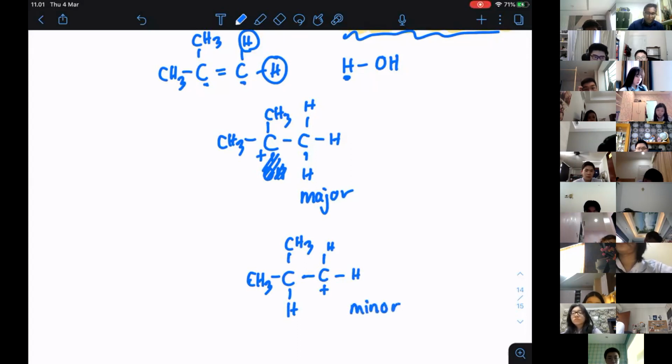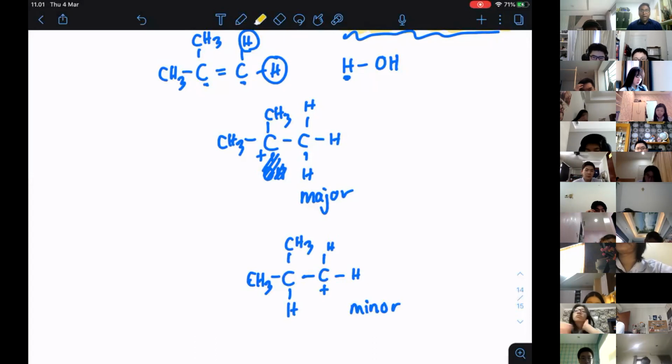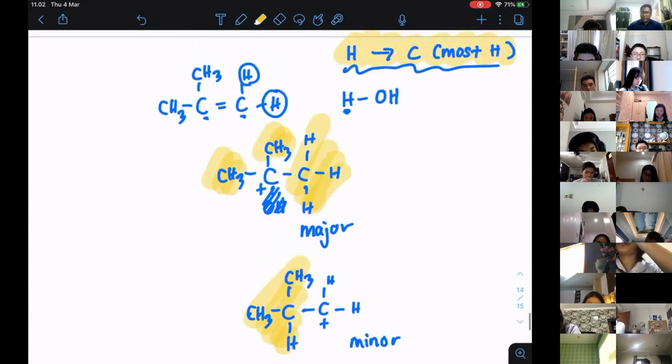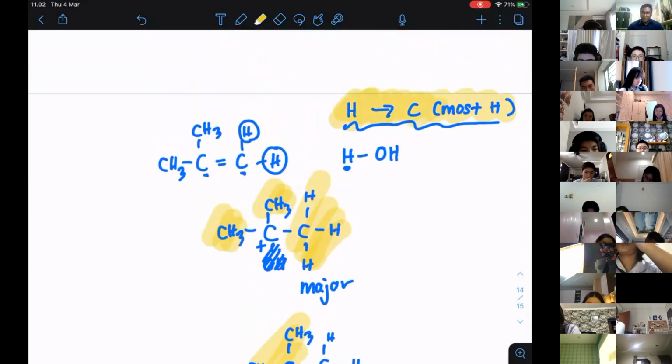Why? You can have a look at the type of carbocation. The type of carbocation here is going to be 1, 2, 3, a tertiary carbocation. And if you look over here, this is going to be a primary carbocation. So automatically the tertiary carbocation is more stable. So this formula that I'm asking you to memorize is going to be valid: hydrogen will go to the carbon that has the most hydrogen.